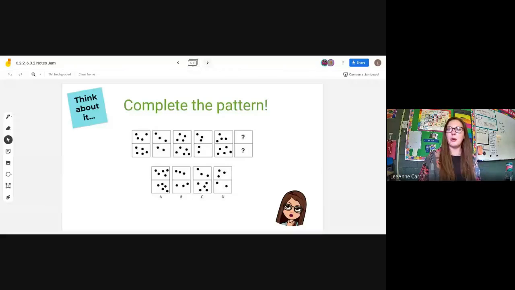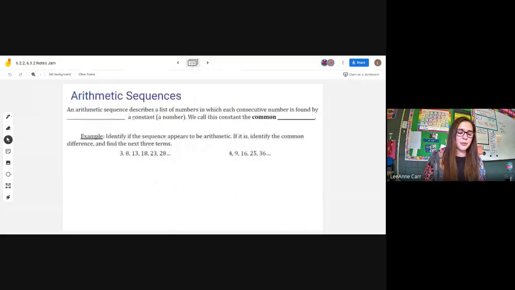All right, so away we go. We are going to look at two different types of sequences, and it's going to sound kind of like scary vocab, but again, they're just fancy words for things we already do and already know how to do.